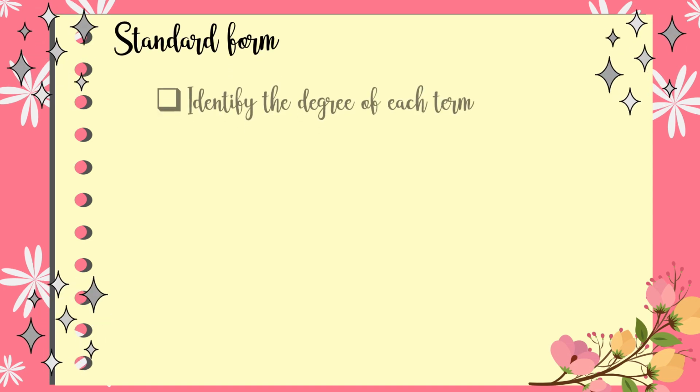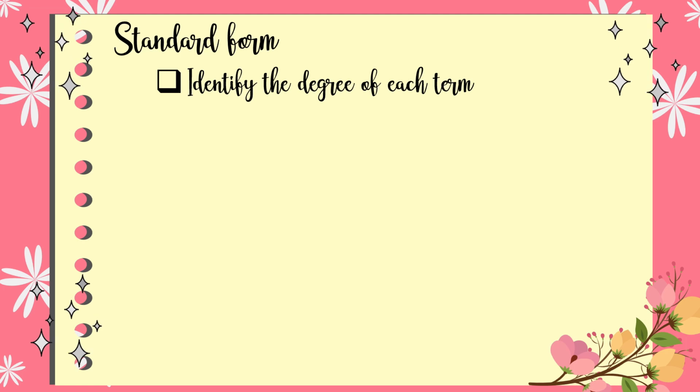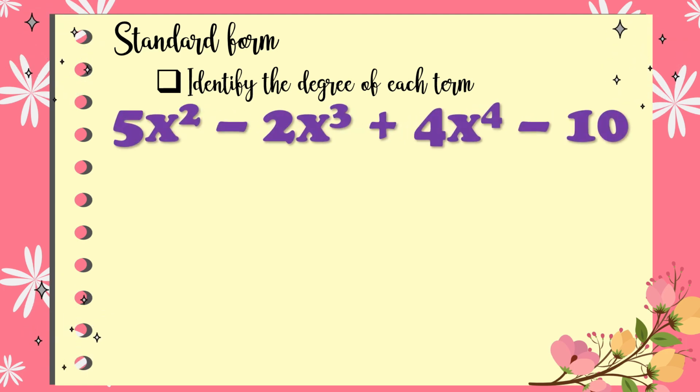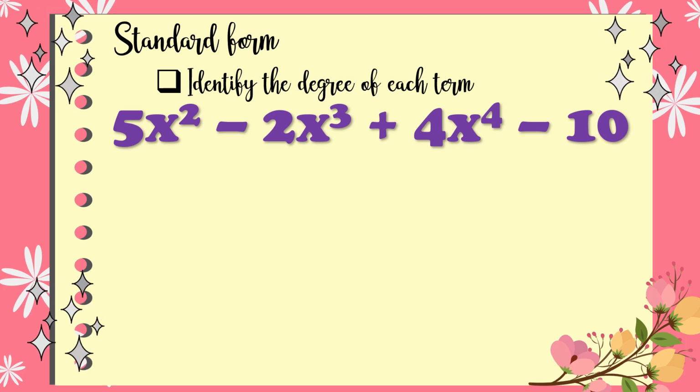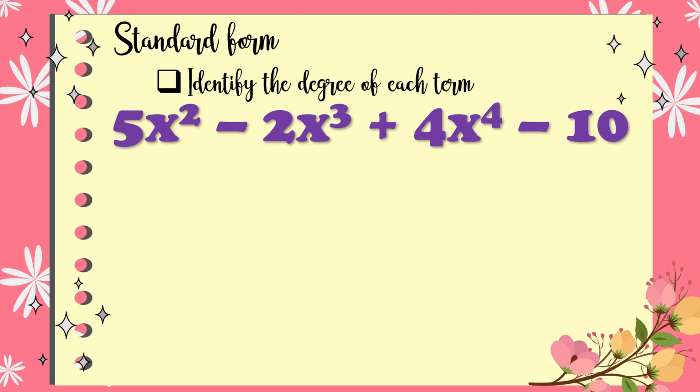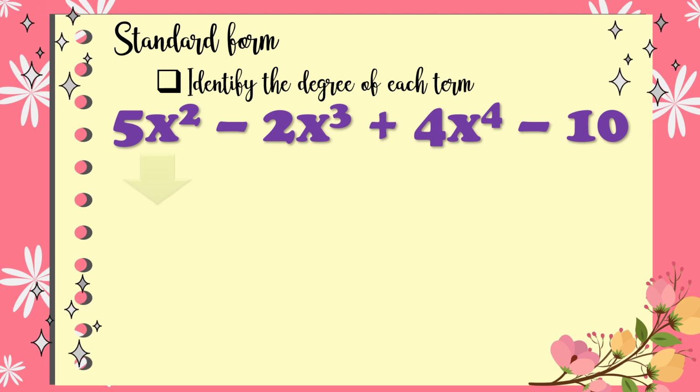How to write polynomials in standard form. Number 1. Identify first the degree of each term. In this example, 5x squared minus 2x cubed plus 4x raised to 4 minus 10. I-identify natin yung degree ng bawat term.